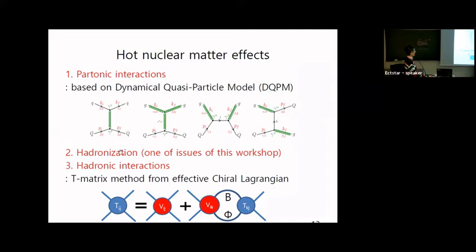And the hadronization is one of the issues of this workshop. For hadronic interactions, we use T-matrix calculations from effective chiral Lagrangian. This red one is the simple transition amplitude from chiral Lagrangian, and we can improve this transition amplitude by using iteration. And this blue one is the unitarized and improved transition amplitude.